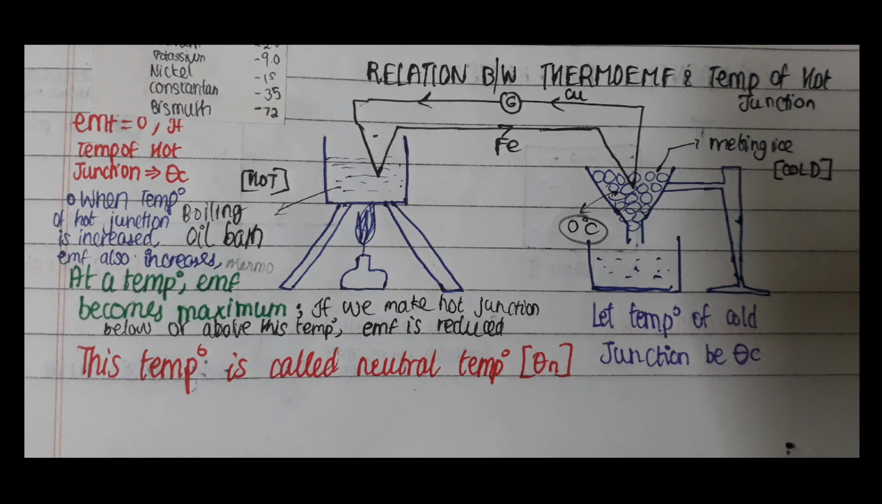When the temperature of the hot junction is increased, EMF is also increased. At one temperature, EMF becomes maximum. If we make the hot junction temperature below or above this temperature, EMF is reduced. The temperature at which the EMF is maximum is called the neutral temperature. And if we further increase the temperature, the EMF will decrease, and the temperature at which the EMF is 0 is called the inversion temperature.